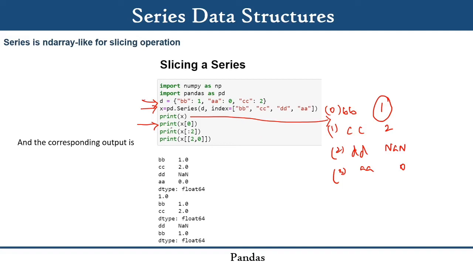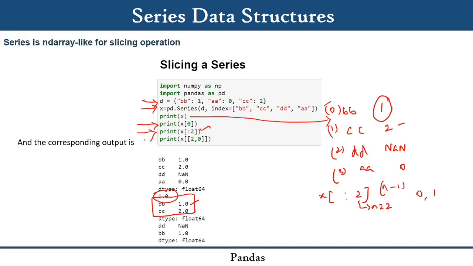So when the interpreter executes print x of 0, I get output 1, which is floating point data. Clear? Similarly, when I use slicing, print x of colon 2, the beginning value is not given but the ending value is given. The slicing operator returns up to n minus 1 values. Here n equals 2, so it will return only the values at 0 and 1. In indexing 0 I have label BB and corresponding data 1. In indexing 1 I have label CC with data 2. So when the interpreter executes print of x of colon 2, I get output like this.